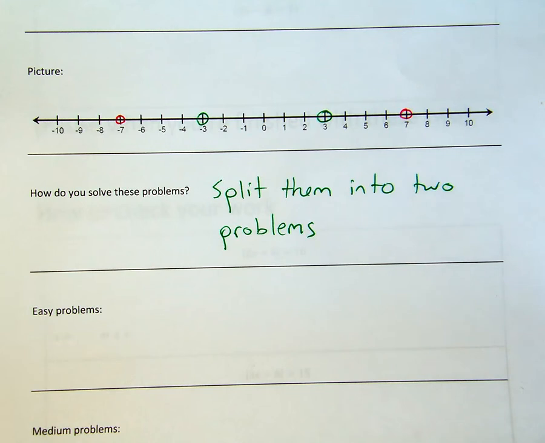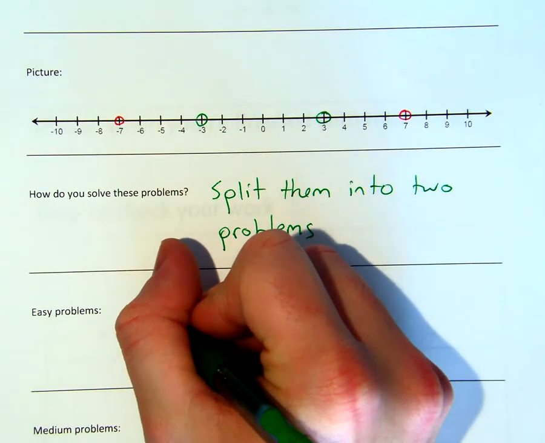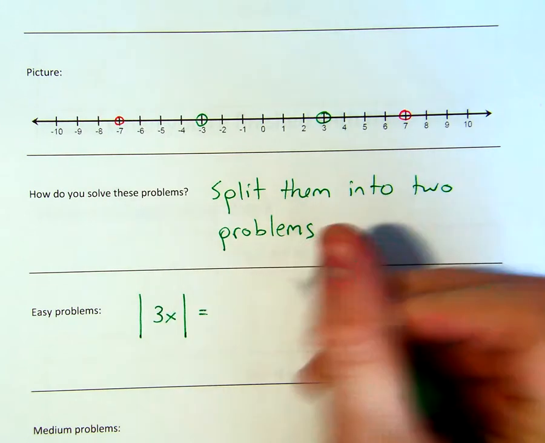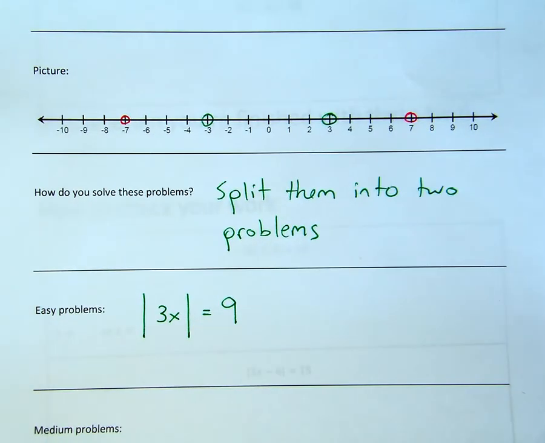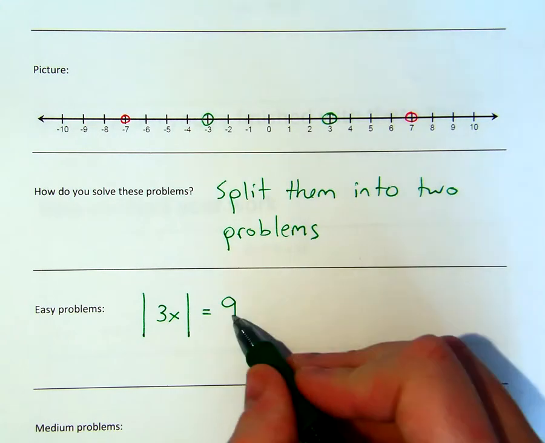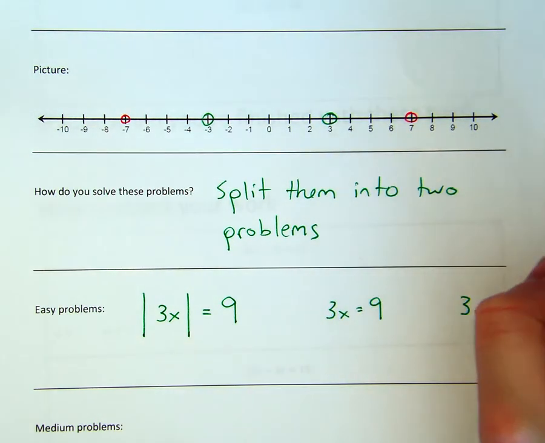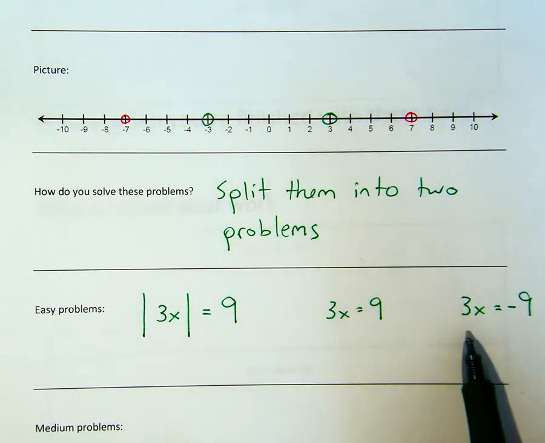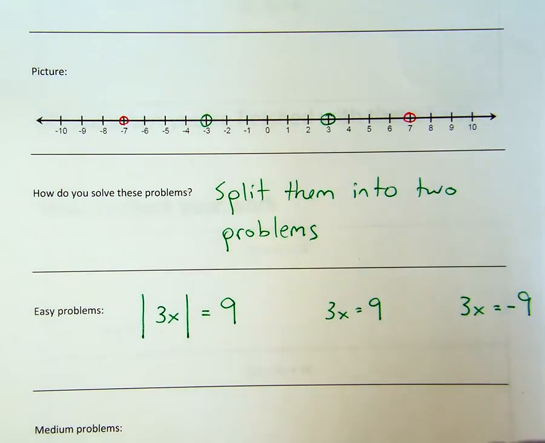So your easy problems might look something like this. We would ask you, what is the absolute value of 3x equals 9, and we want to know what x is. Well, to get rid of these bars, we know that there are 2 spots on the number line that are 9 spots away from 0. One of them is positive 9. The other one is negative 9. Both positive 9 and negative 9 are 9 spots from 0 on the number line.